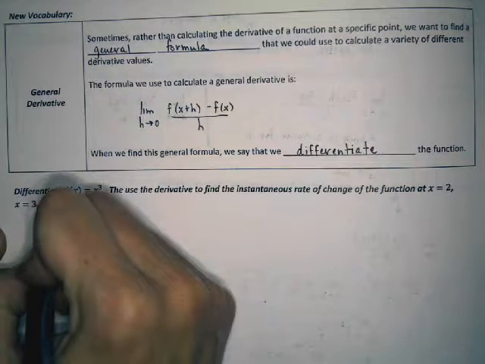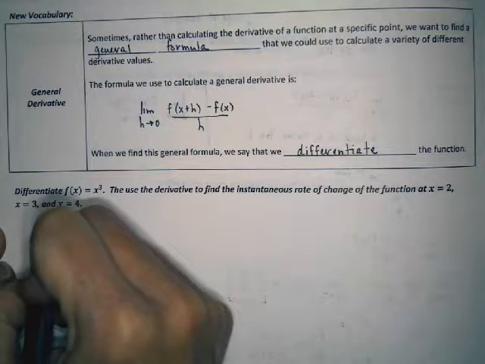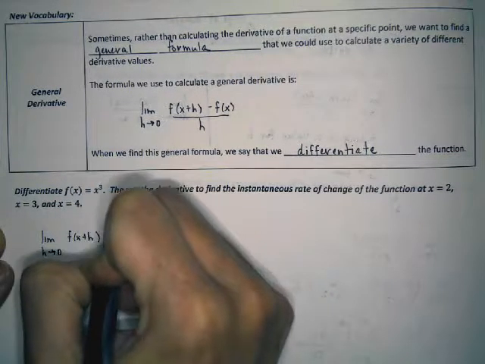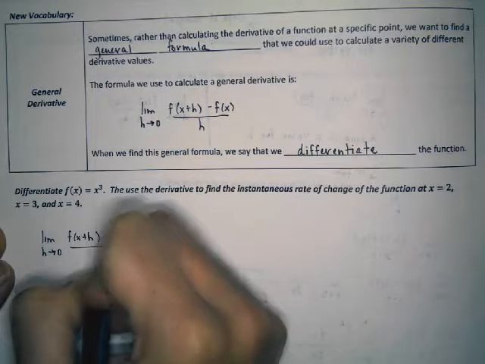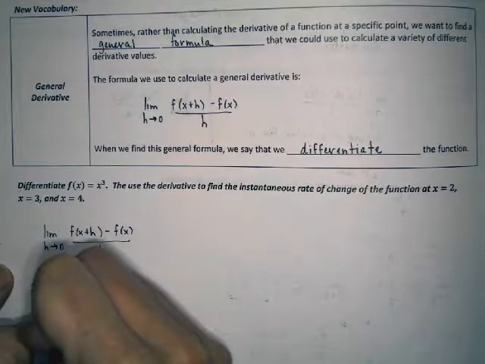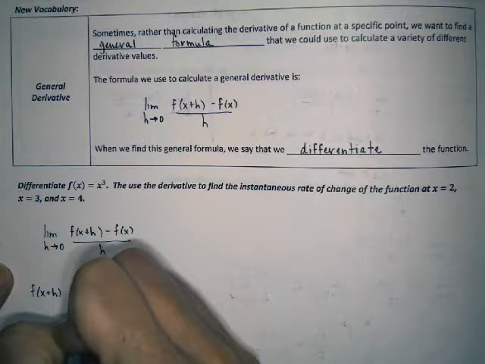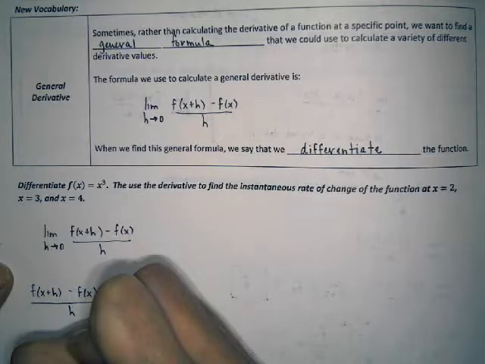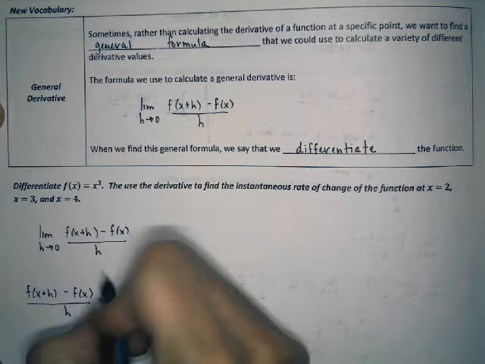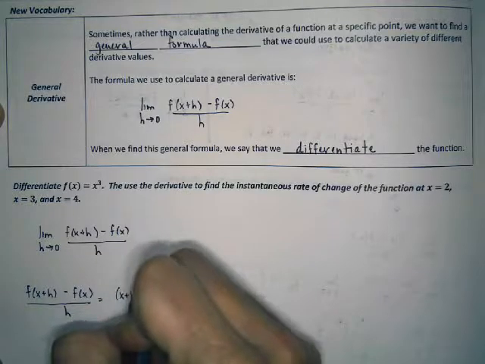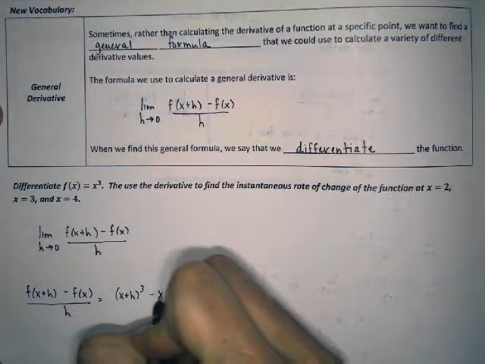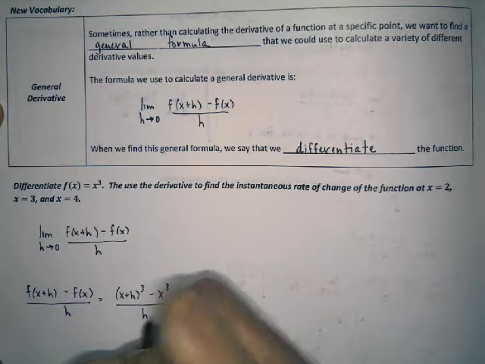So we're going to use our general formula. The limit as h approaches 0 of f of x plus h minus f of x over h. And we're going to be doing the same processes that we've been doing for the last several days here. So now I'm going to plug into my formula. I'm going to substitute x plus h where I had x, and then I subtract x cubed, and that's all over h.